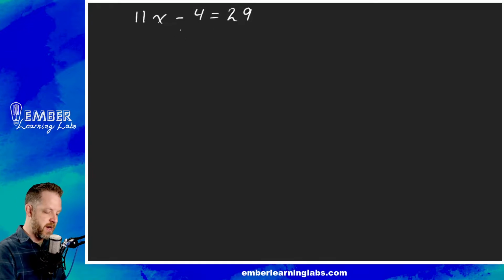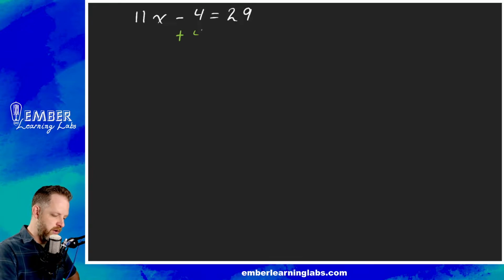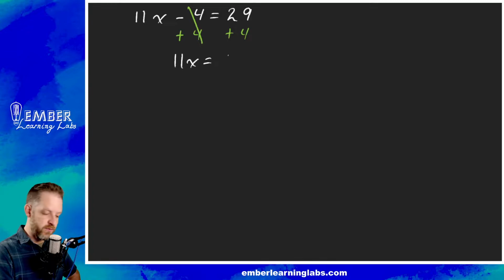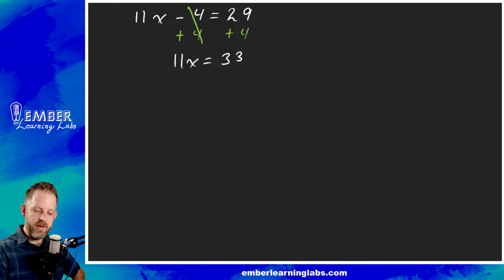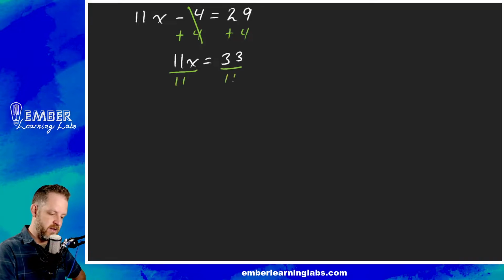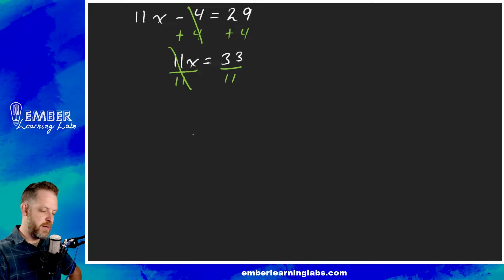So this 4 is subtracted, so to get rid of it, we're going to add 4 to both sides. So plus 4 over here, and then plus 4 over there, right? Those cancel out, leaving us with just 11x. And then 29 plus 4 is 33. Oh, the astute among you may have already figured out what the final answer is going to be, because the last thing we're going to do here is divide both sides by 11. Those 11s cancel out, leaving us with x equals 3.